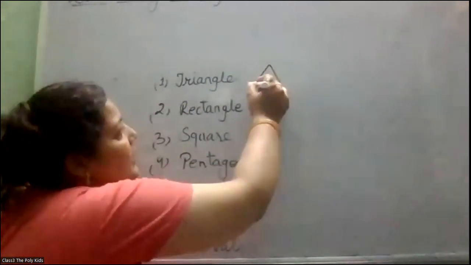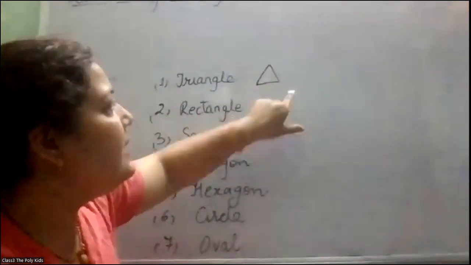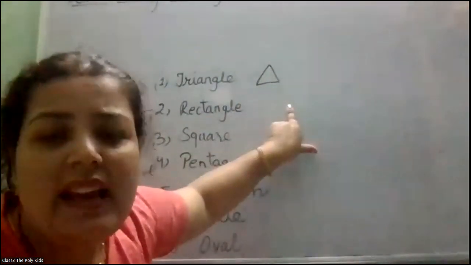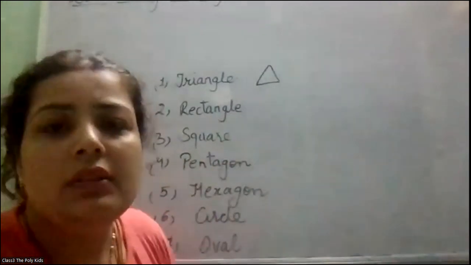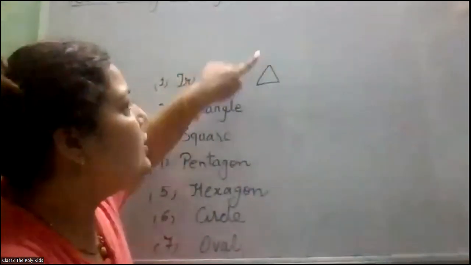First shape was triangle. This is a triangle. So, how many sides are here? 3. Ma'am, 3. 1, 2, 3.